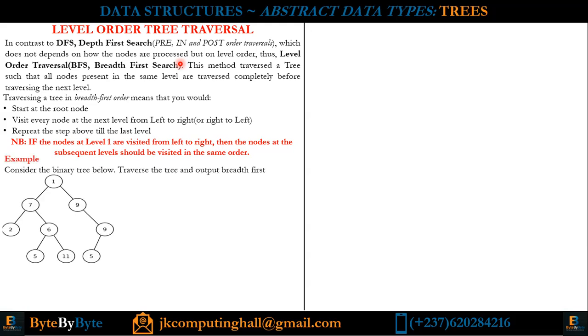Example, consider the binary tree below. Traverse the tree and output breadth first. So what do we have? If you want to output from left to right, my root is 1. From there, I have these two at the same level, as I'm moving from left to right. After the root 1, I have 7, 9 because they are at level 1. Then I move to level 2. I have 2, 6, 9, as you can see. Then I move to the last level, 5, 11, 5. So this is the output of the tree in breadth first from left to right.